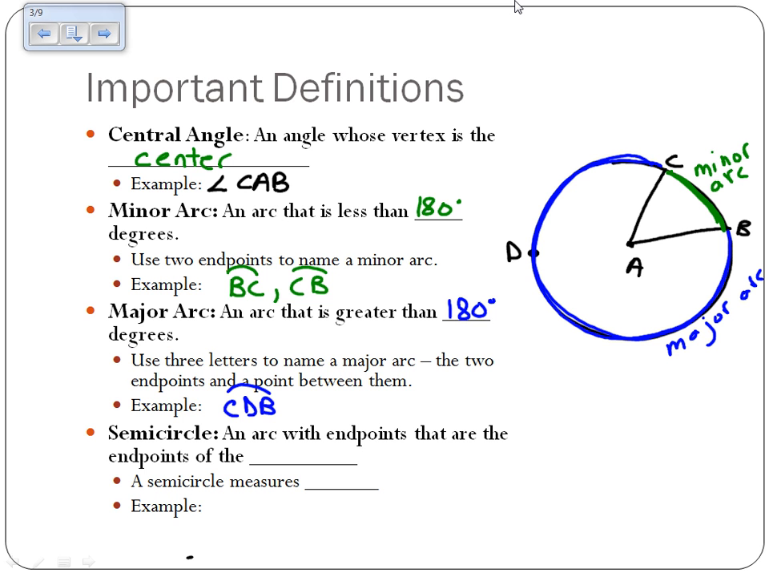The other way, what else could I name it? Marshall? BDC. BDC, very good. So major arcs are always going to have 3 letters.